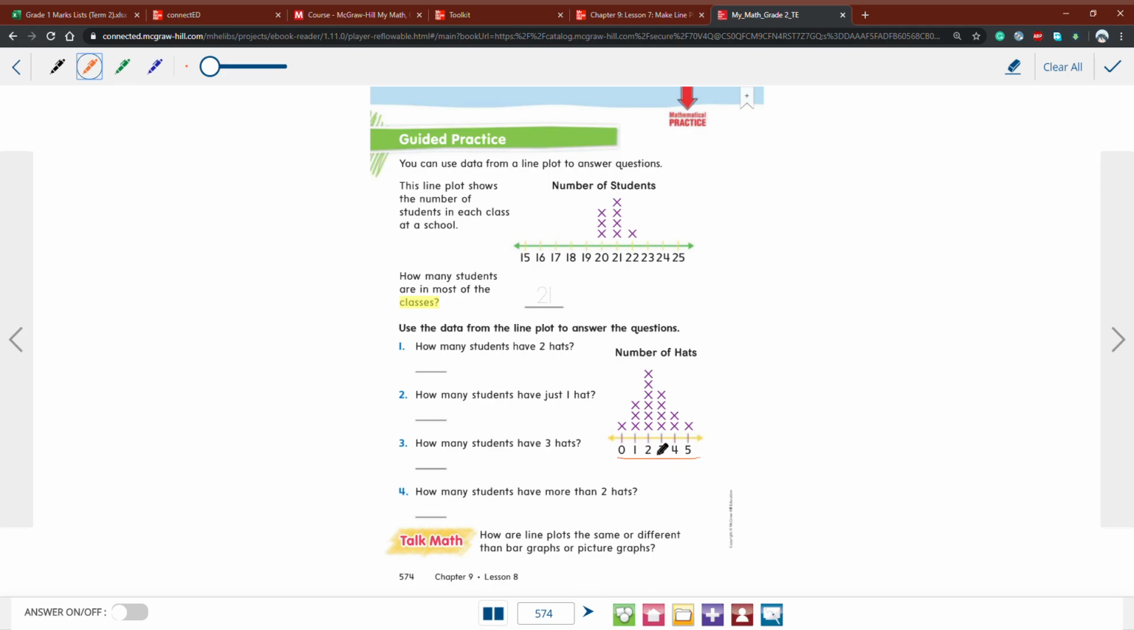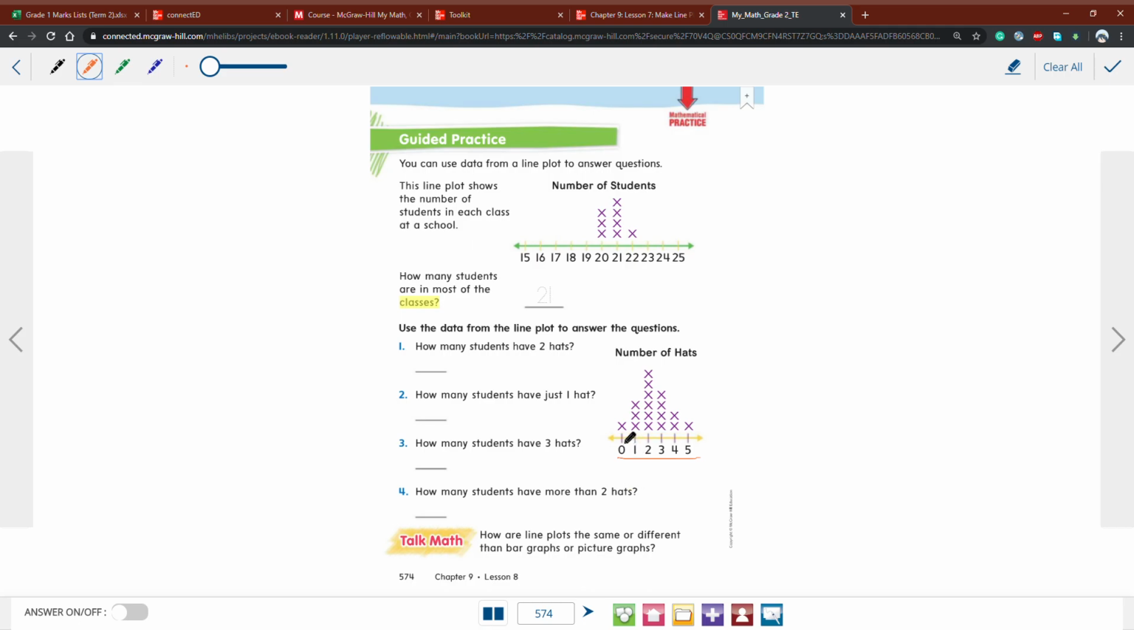So 2, I will put another X. Do you see? This is what the question talks about. Number of hats. So here, some students have 0 hats. They don't have any hat at home. Some of them have 1 hat. Some of them have 2. Some of them have 3, 4, and 5. And the X represents the students that have this information.